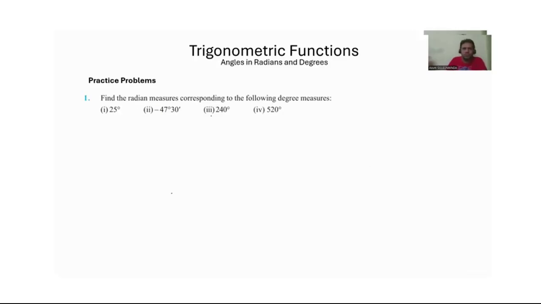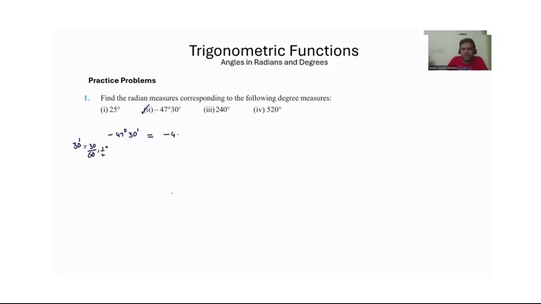So this is minus 47 degrees and 30 minutes. What you need to find is the radian measure, so you need to convert this into radians. First thing I need to do is convert these 30 minutes into degrees. 60 minutes is 1 degree, so 30 minutes equals 30 by 60, that is half a degree.